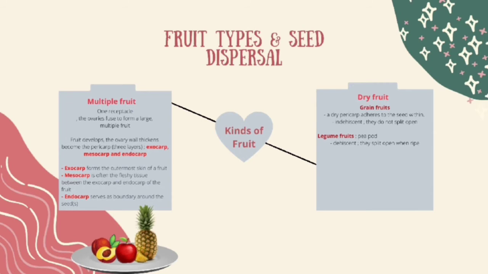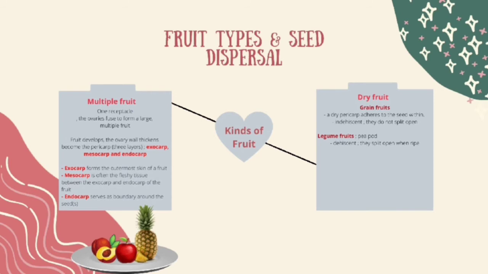As a fruit develops, the ovary wall thickens and becomes the pericarp that consists of 3 layers, which are exocarp, mesocarp, and endocarp. Exocarp forms the outermost skin of a fruit. Mesocarp is often the fleshy tissue between the exocarp and endocarp, and the endocarp serves as a boundary around the seeds.